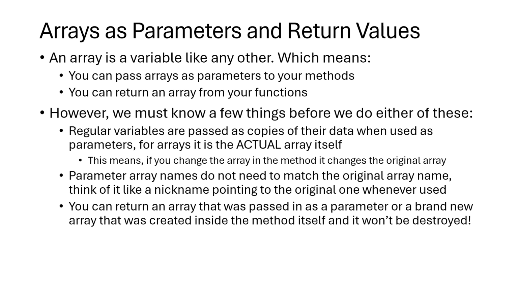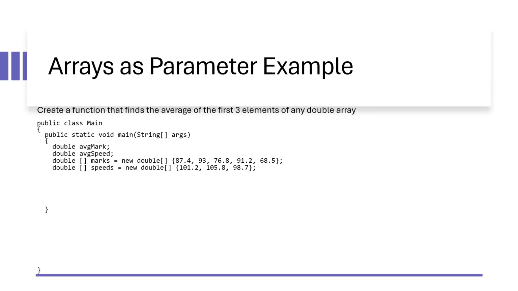You can return an array that was passed in as a parameter, or a brand new array that you created inside the method itself, and it won't be destroyed as long as you store it. So I'm going to give you a couple examples now that will illustrate this. First of all, here's an example of arrays passed as a parameter. Now I'm going to draw this out a little bit just so we can see where this goes, and hopefully I don't draw over where my data is going to be displayed here.